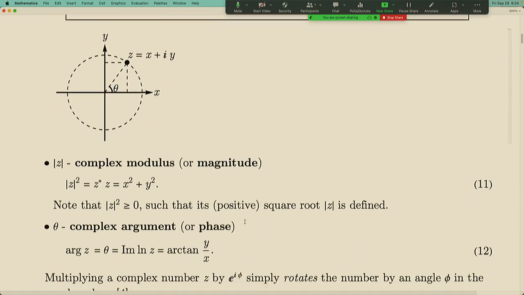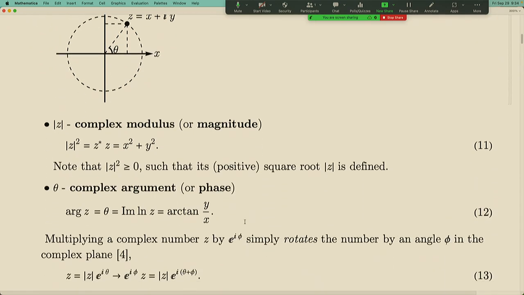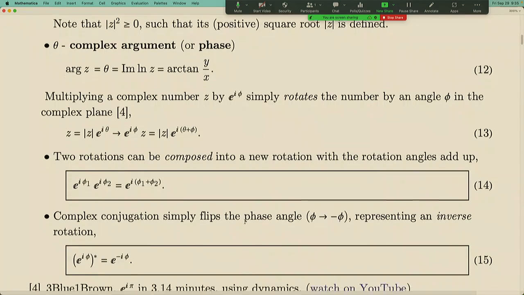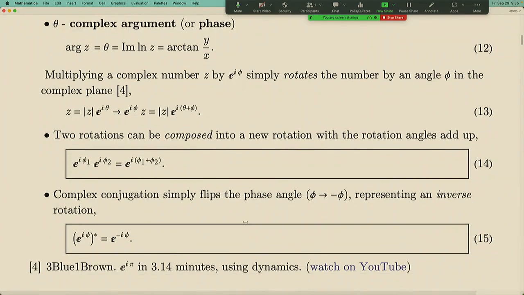The advantage of using this kind of description, let me remind you that this distance is called the complex modulus, which is given by the square root of x squared plus y squared. And theta is called the complex argument, or in physics people sometimes call it the phase, and the modulus the magnitude. That's fine. So if you multiply a complex number by e to the I phi, that basically rotates the complex number by an angle phi. For example, if I have a complex number already written in polar representation in terms of its magnitude and its phase, now I want to multiply it by a new complex number which is written as e to the I phi.